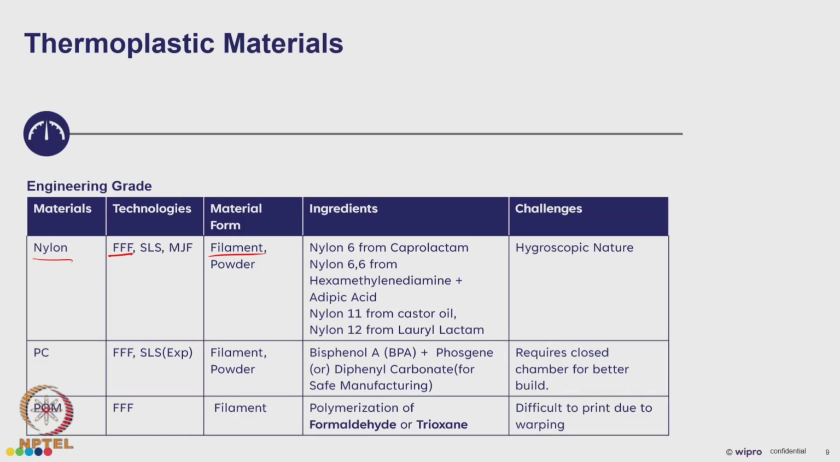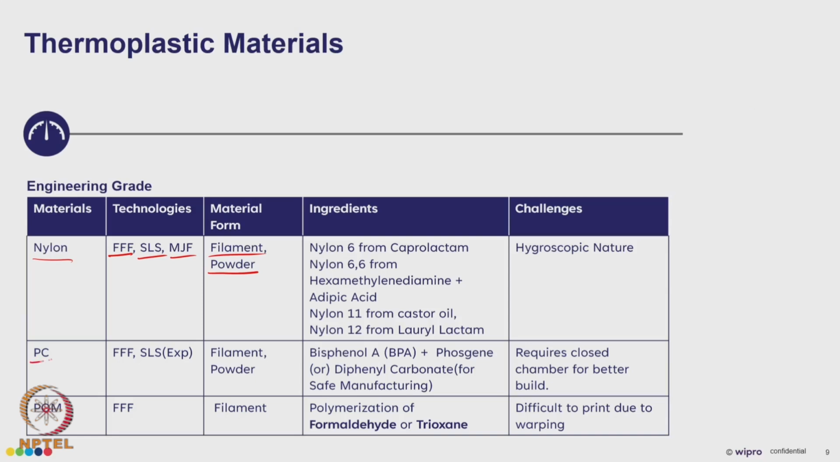And we could see that SLS and MJF technology uses powder as the raw material form. MJF here is multi-jet fusion technology, and this material is mostly hygroscopic in nature. That means it is able to absorb moisture very easily, so we should maintain the material in a proper environment.